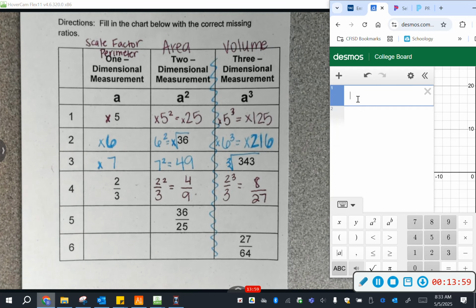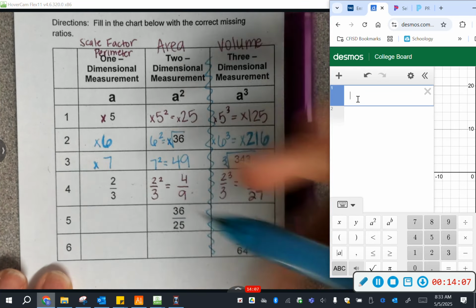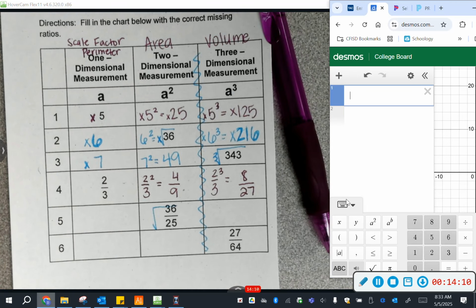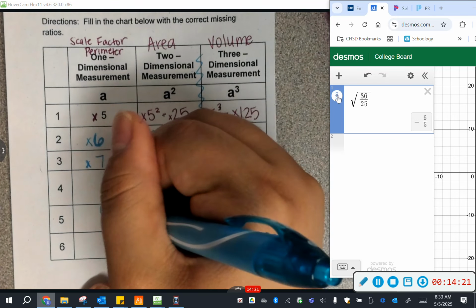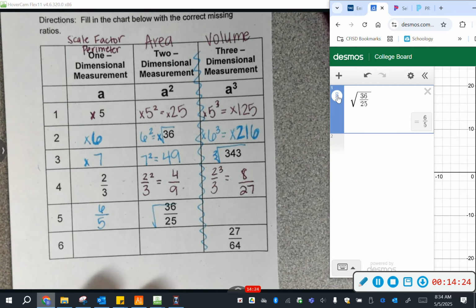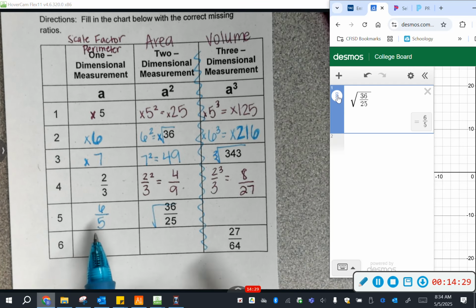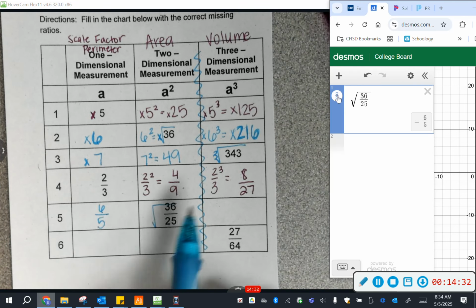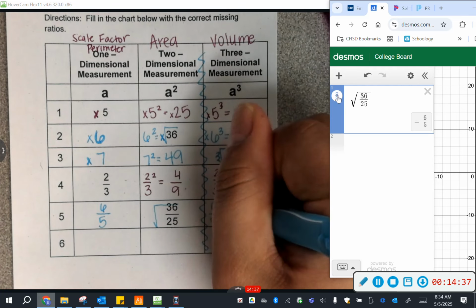Alright, how did you do the second one? How do you do number 5? What do you do? Square root it. So I'm going to square root 36/25. And then again, what do I need to hit? The fraction. So what do I get? 6/5. Now that I have that first column, what do I do? I have to do 6/5 cubed.